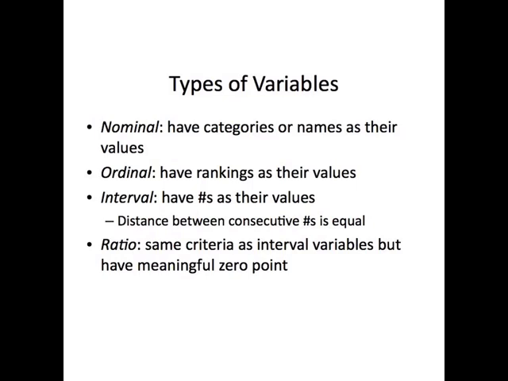Finally, there's ratio variables. Ratio variables carry the same criteria as interval variables, so they're continuous, the distance between the numbers is equal. However, ratio variables actually have a meaningful zero. So in the case of distance, you can go 1.5 miles or you can go no miles, and that zero actually has a meaning. The meaningful zero in ratio variables means that it has the absence of something.